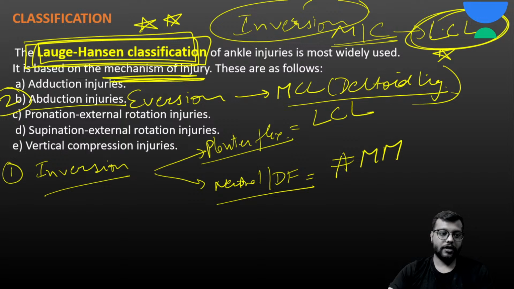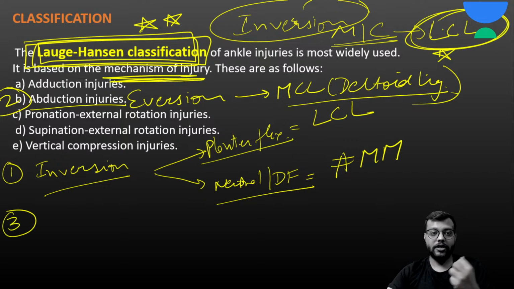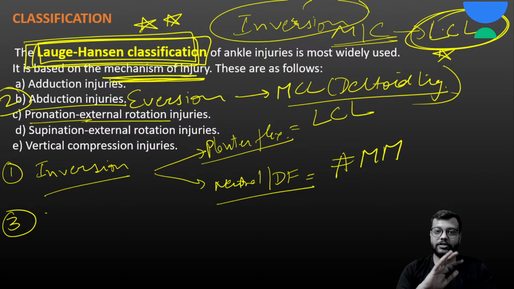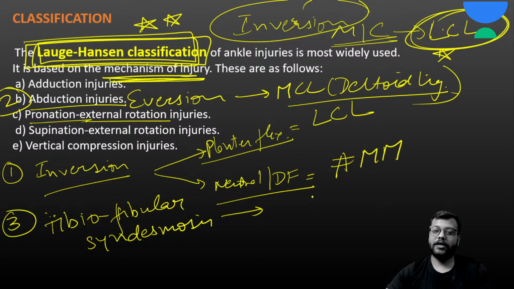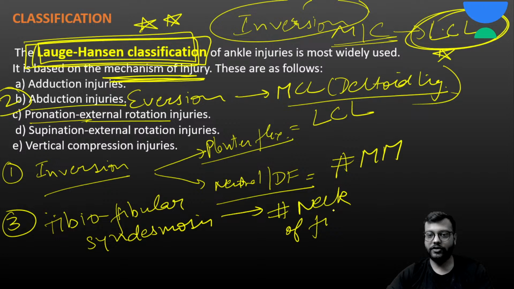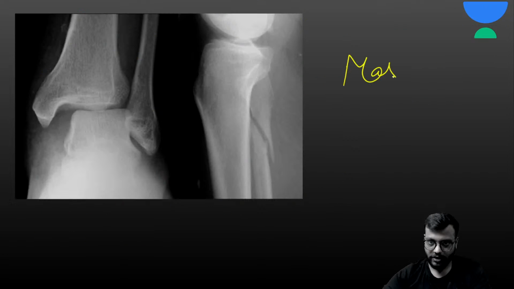Okay, now the third is your pronation external rotation injury. So what you have to remember here is that in pronation external rotation injury, there will be disruption of the tibiofibular syndesmosis, and if there is an associated fracture of the neck of the fibula with this, then this is called the Maisonneuve's fracture. Here you can see in this image, this is your Maisonneuve's fracture.